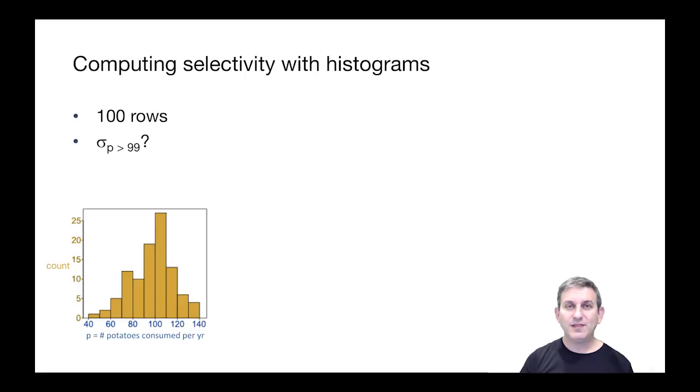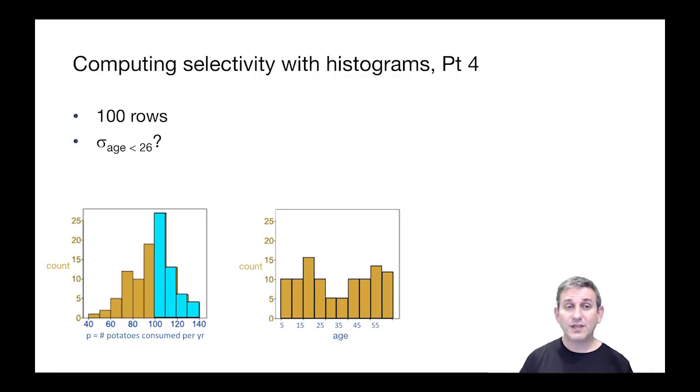Having defined histograms and decided that we're going to work with equi-width histograms, let's get on with the task of computing selectivity using them. Assume in this case we have 100 rows and we have a selection predicate of the form select p greater than 99. We have the histogram down on the lower left, which defines p as the number of potatoes consumed per year. And we are able to see that for p greater than 99, it's the rightmost 4 bins that represent those tuples. And so we can count up the sizes of those bins and sum them. And so it's going to be approximately 50 values that fall in those bins. 50 out of 100 is 50%. So the selectivity of this predicate based on the histogram is 50%.